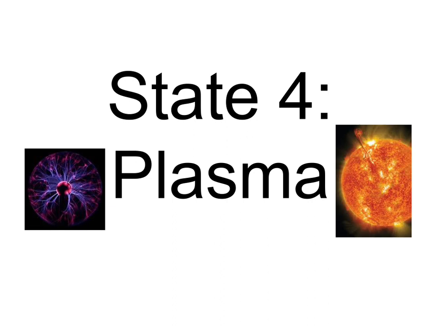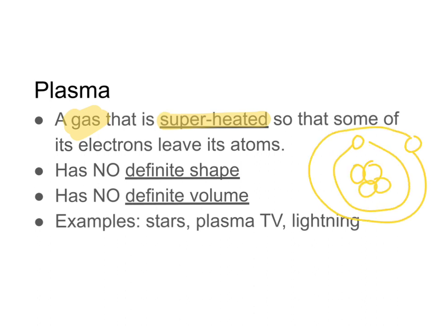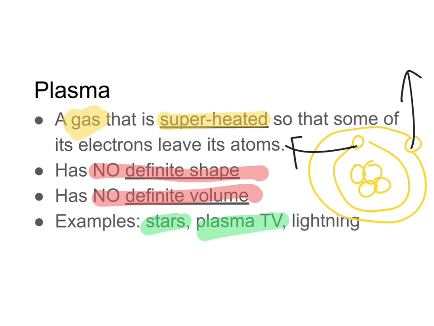Our fourth state of matter is plasma, and this is where things start to get new and weird. Plasma is essentially a gas. However, you take that gas and you superheat it so that the electrons leave the atoms. So for example, here I have an atom that I've drawn. Remember that the electrons are the things that are on the outside, so these things start to just basically kind of fly off. As a result, your plasma does not have a definite shape and it does not have a definite volume, but it's going to behave a bit differently than a gas. Some examples of plasmas are stars, plasma TVs, the displays are actually plasma, and then lightning.